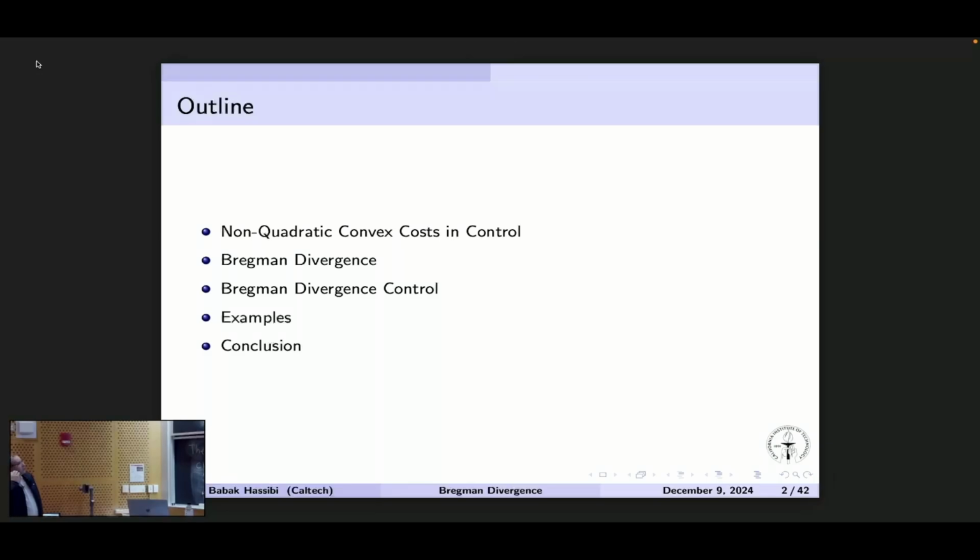So here's the outline. I'll briefly say a few words about convexity and control, in particular non-quadratic convex costs and issues that come up in control when one wants to go beyond quadratics. I'll introduce something called Bregman divergence. Many of you may have heard about it, but maybe I'll present it from a slightly different perspective. I want to apply Bregman divergence to control. That's most of the talk. I'll give some examples of the utility of this, and then I will conclude.